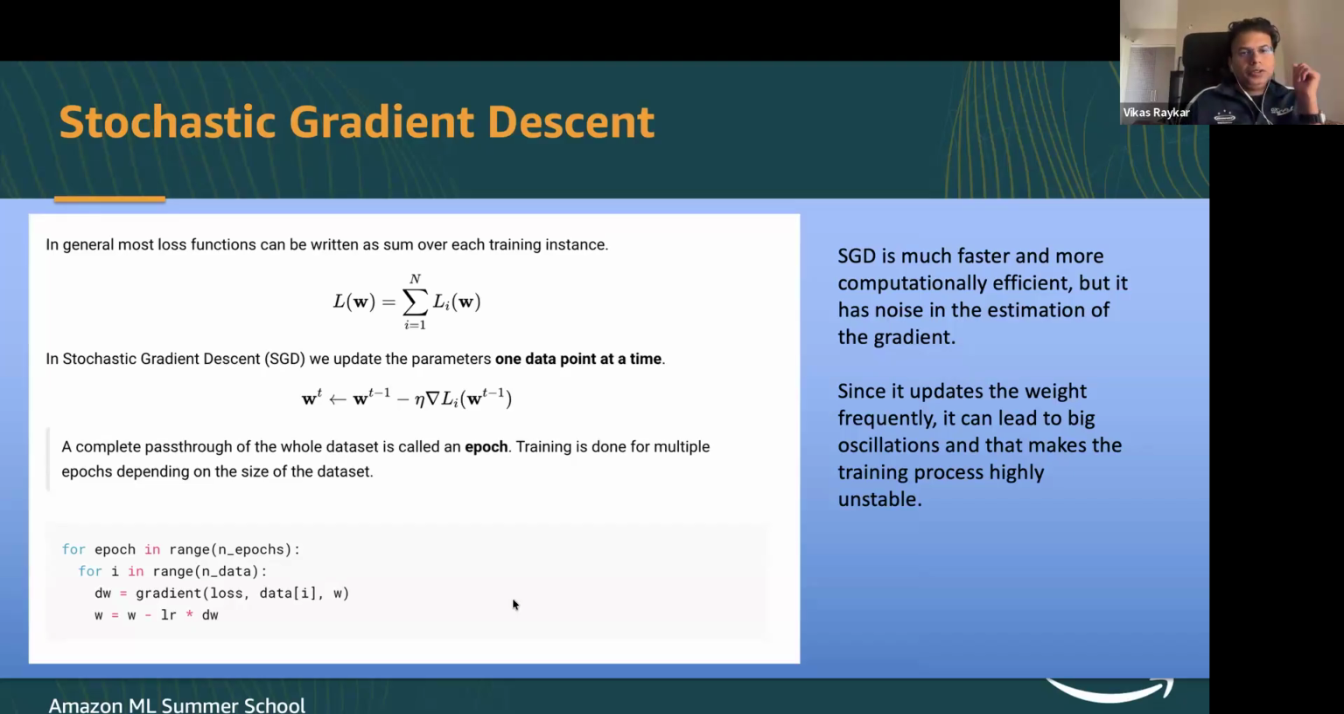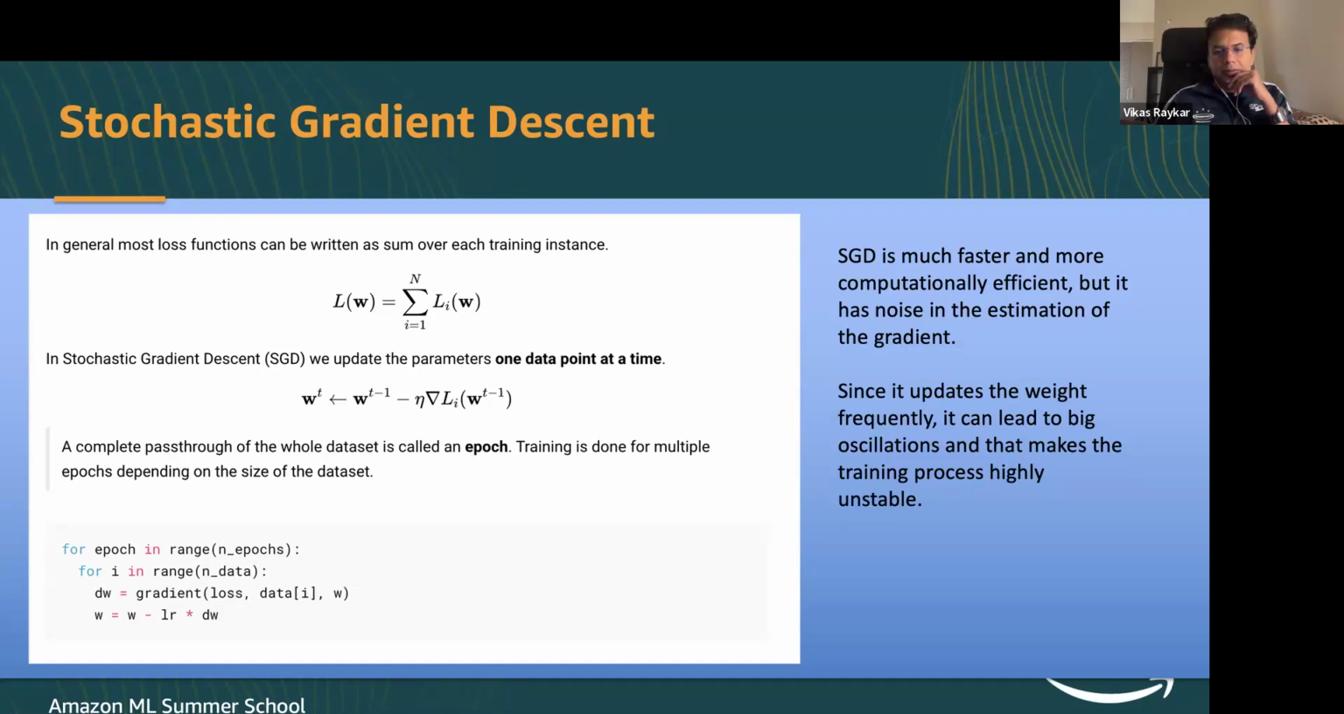In general, most loss functions can be written, as I discussed, as a sum over the training instances. In stochastic gradient descent, we update the parameters one data point at a time. In gradient descent, you need to compute the gradient with respect to the entire data set. But let's go to the other extreme, where we compute the gradient with respect to only one sample, one training example. This is what is called SGD. Then you use the same standard gradient descent update formula.